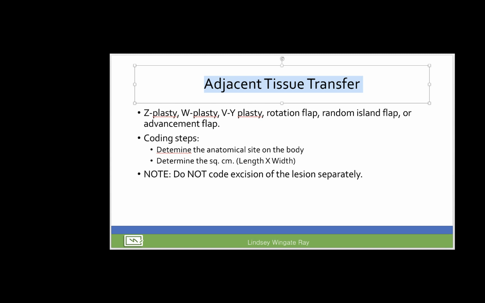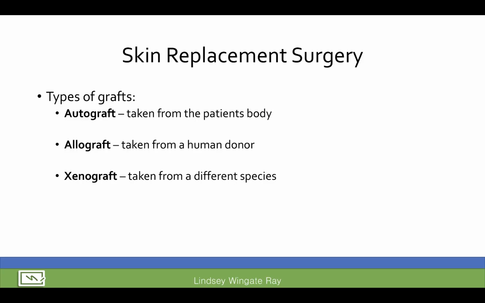Excision of lesion that is repaired by adjacent tissue transfer is never coded separately, so you cannot code the repair separately. If a skin graft is required to repair the donor site, then a complex repair code can be billed separately. If the recipient and donor site both are required for skin graft, then the size of both sites are added and selected for the appropriate code. Now turn to the skin replacement surgery section.